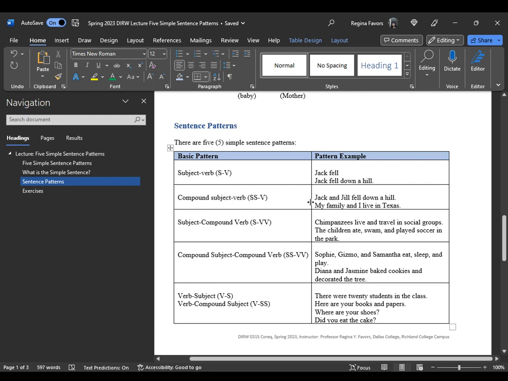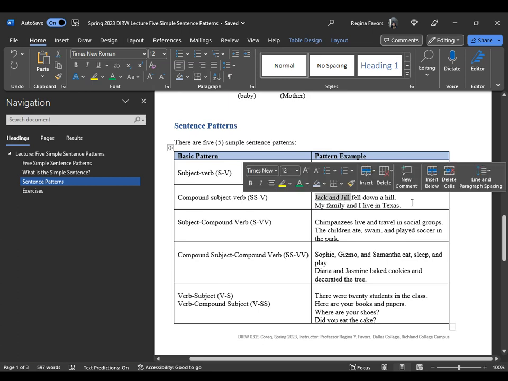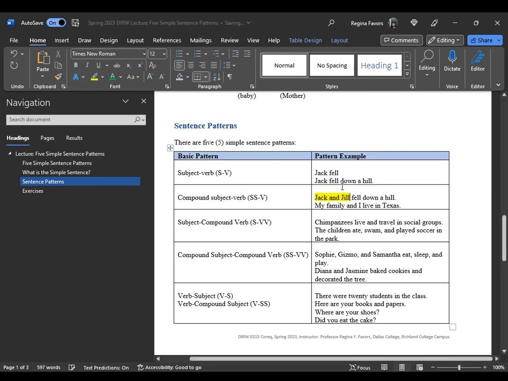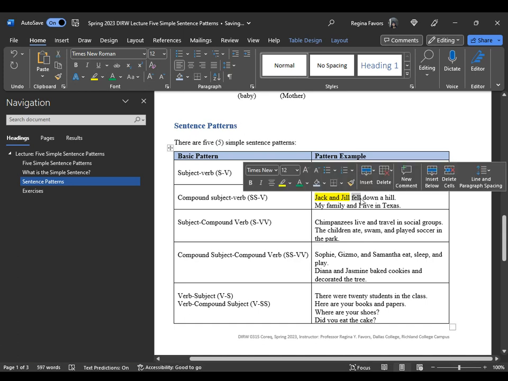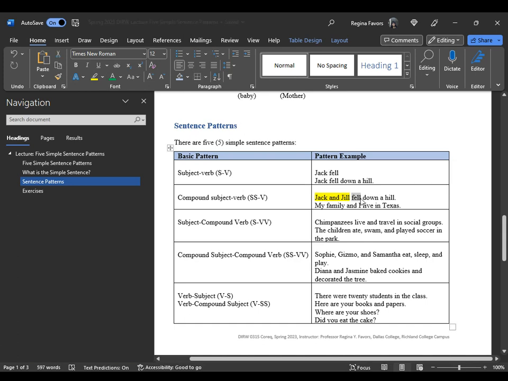Compound subject verb. So we have Jack and Jill fell down a hill. So that's your compound subject with a single verb. Okay, keep that in mind. And then my family and I, that's your compound subject, live in Texas. That's your single verb. All right, so then you have subject compound verb.